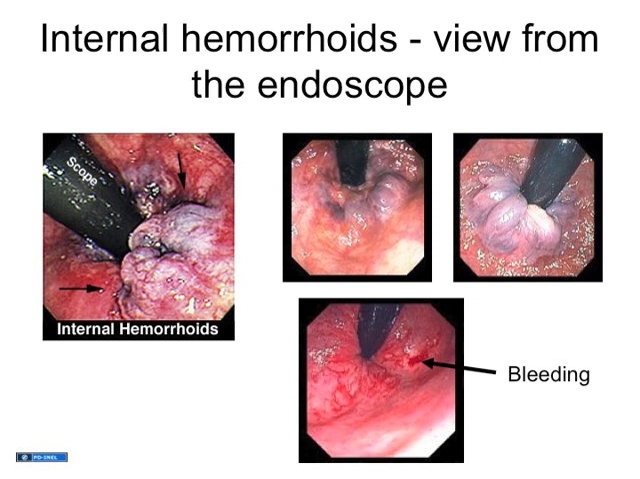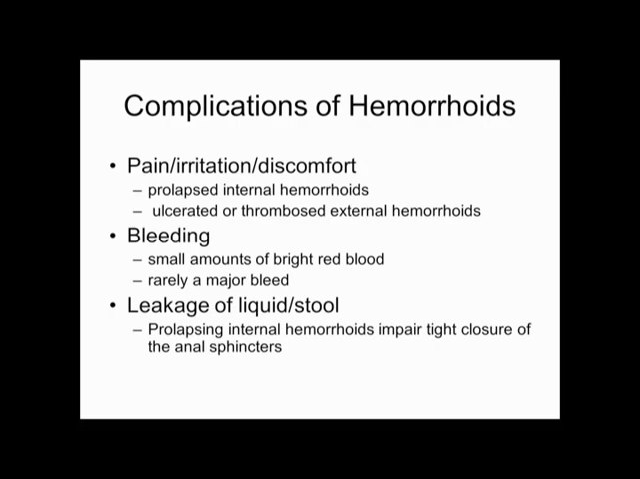But if the surface gets a little excoriated, it can ooze. You can see little bits of bright red blood. You can see streaks of blood on the stool or the toilet paper. If you have a really huge hemorrhoid and the whole surface ruptures, you can have a big bleed, but that's actually pretty uncommon. So you can get pain or irritation from prolapsed internal hemorrhoids or ulcerative thrombosed external hemorrhoids. You get small amounts of bright red blood. You can get a major bleed, but that's pretty uncommon.